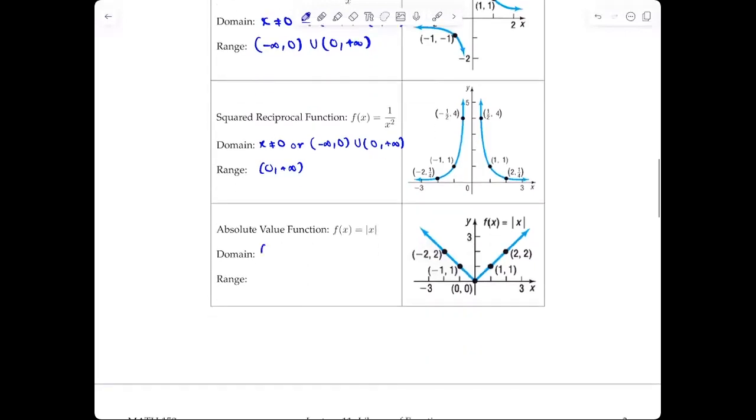So the domain in this case is negative infinity to positive infinity. The range is from 0 to infinity. So the concept of continuity and differentiability you will learn in Calculus 1. You will see this function over and over again.